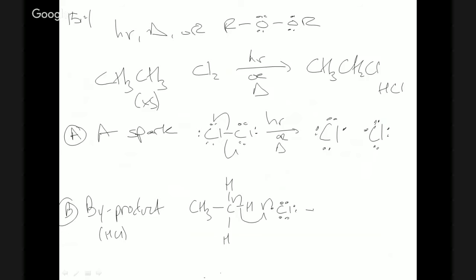So what do we get? Let's show our products. We get our carbon radical. Notice that you can form primary radicals and even methyl radicals. Okay, so they're not exactly the same as carbocations, but here's our byproduct, HCl. So that's the first 2 steps. Initiation, propagation 1 is what this is.